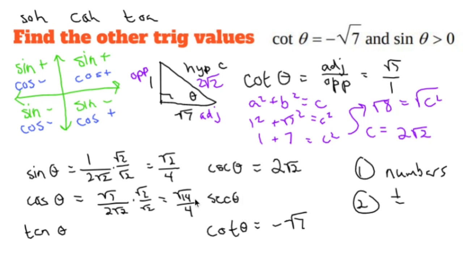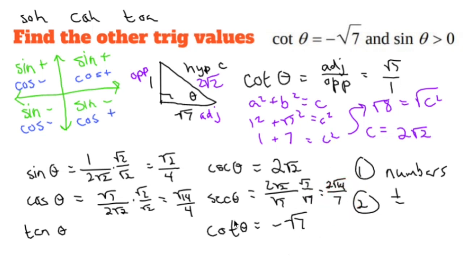Secant theta is the reciprocal of this, but I'm not going to set it up that way. I'm just going to write out the fact that if cosine is adjacent over hypotenuse, then this is going to be hypotenuse over adjacent. So I have 2 root 2 over root 7. Multiply the top and the bottom by root 7 over root 7. That gives me 2 root 14 over root 7 times root 7 is 7.